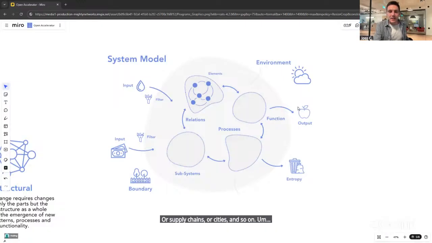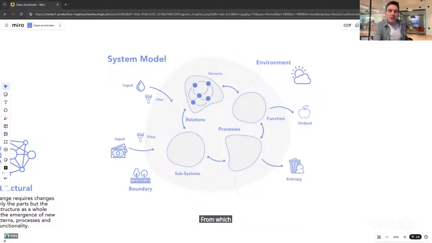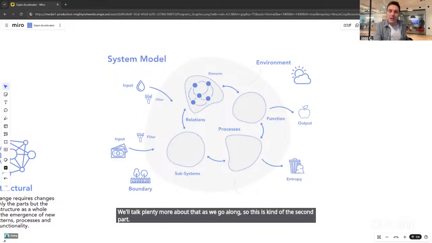We need an understanding of the elements and interrelationships and the actors and how this thing is generally working, from which we can start to think about intervention points, or these leverage points, and how we might go and influence the system. We'll talk plenty more about that as we go along. So this is the second part: mapping out, understanding the system, finding intervention points.